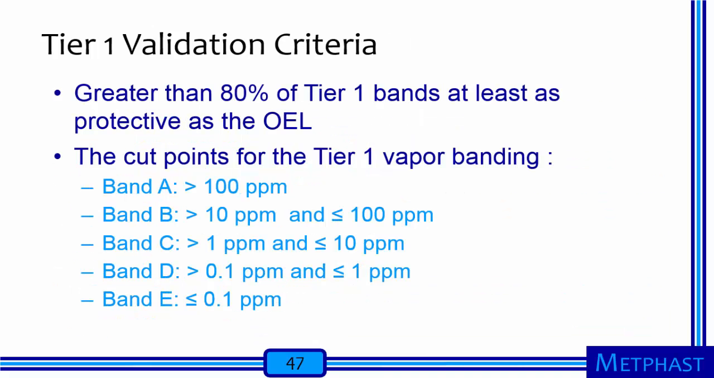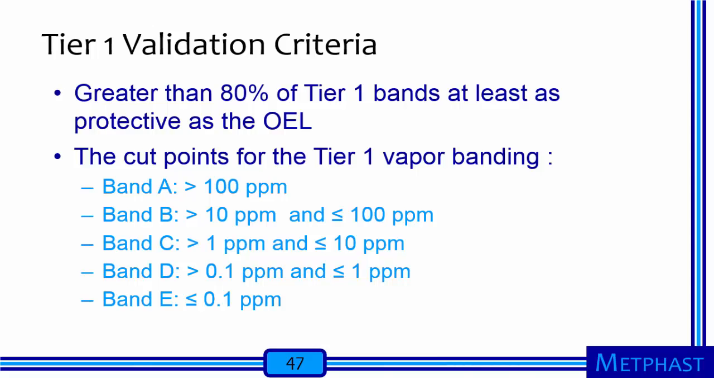The Tier 1 validation criteria for vapors are that greater than 80% of Tier 1 bands should be at least as protective as the occupational exposure limit. The cut points for the Tier 1 vapor banding are band A greater than 100 parts per million, band B is greater than 10 and less than or equal to 100 parts per million, band C greater than 1 and less than or equal to 10 parts per million, band D is greater than 0.1 and less than or equal to 1 part per million, and band E is less than or equal to 0.1 parts per million.